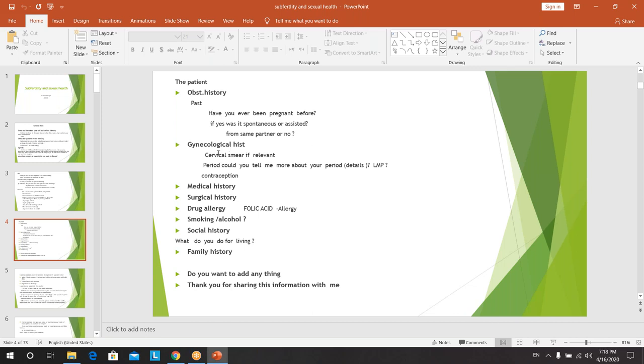In the gynecological history, as we used to ask about cervical smear, if this is relevant, if the patient is 25 years old or more, ask about the period. Could you tell me more about your period? When was the last one? Last menstrual period. Ask about any contraception. Ask about any medical history and surgical history, drug history, and whether she started to use folic acid before pregnancy by 3 months or not, whether she has any allergy, smoking, alcohol, social history, what do you do for a living, any family history. Then at the end, do you want to add anything? Thank you for sharing this information with me today.